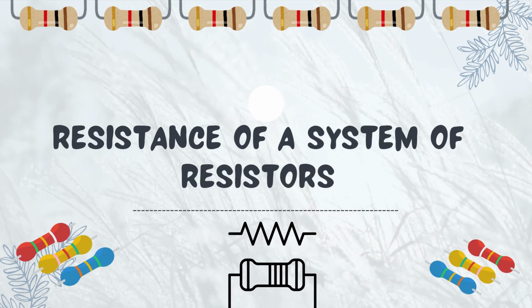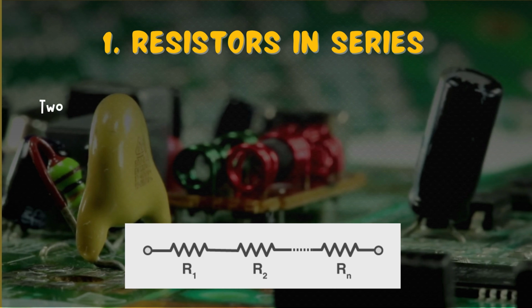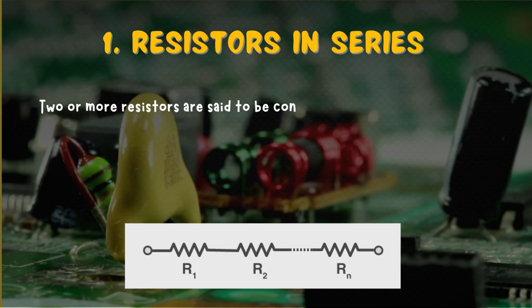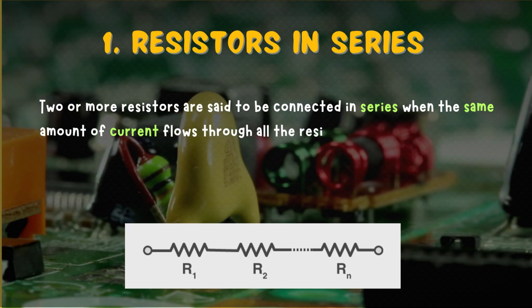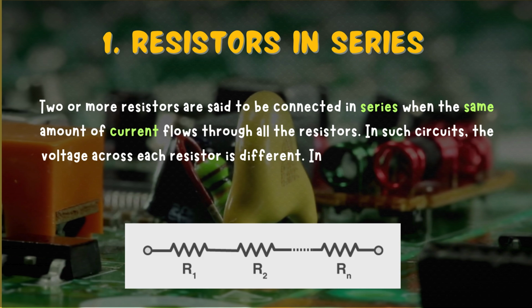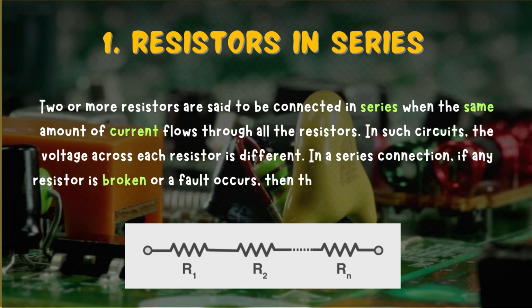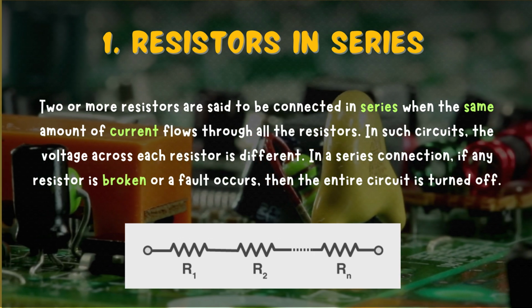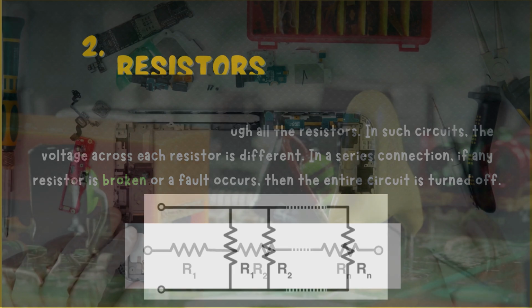Resistance of a system of resistors. Resistors in series. 2 or more resistors are said to be connected in series when the same amount of current flows through all the resistors. In such circuits, the voltage across each resistor is different. In a series connection, if any resistor is broken or a fault occurs, then the entire circuit is turned off.